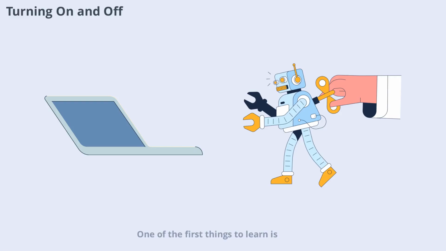One of the first things to learn is how to properly turn your computer on and off. Press the power button to start up and wait for the operating system to load. Shutting down is just as important. Always use the shutdown option in your menu instead of unplugging the device. This helps prevent data loss and keeps your computer running smoothly. Mastering this simple step sets the stage for safe and effective computer use.